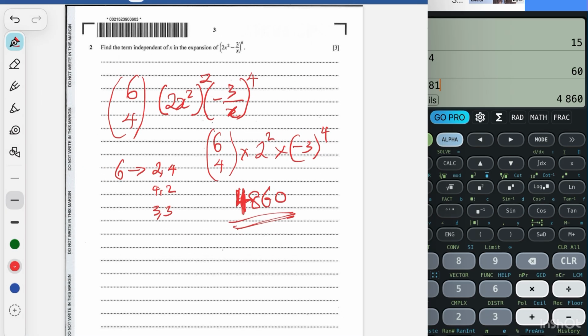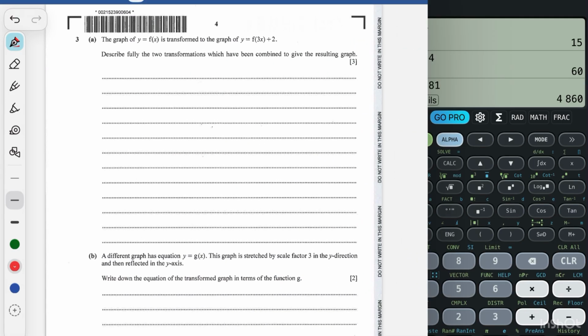It will take me like 1 minute to know the values, and I will get my answer for this question. Will it take you 1 minute? Okay. All right. Now let's see this one.